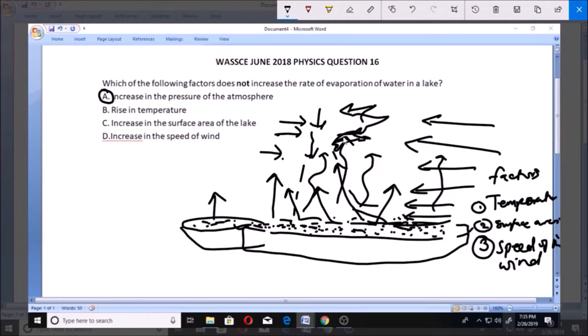So that is why the right option is A. Take note of what is asked here: the only factor that will not increase the rate of evaporation is increasing the pressure of the atmosphere. Every other thing here will increase the rate of evaporation, which is, as I've already stated, these 3 points will increase the rate. So the only one that will not is increase in pressure of the atmosphere.